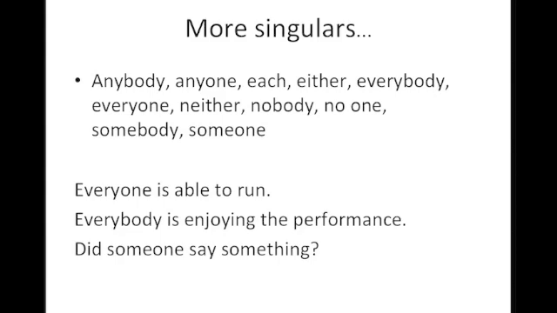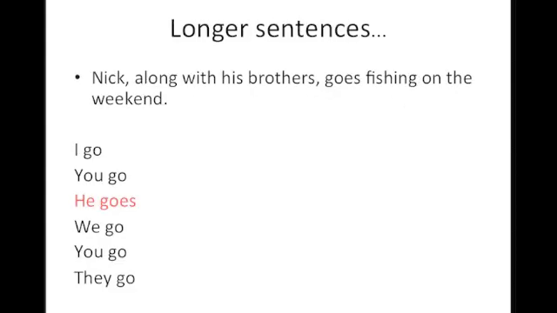Okay, a few more that might be a little bit confusing. So words like anybody, anyone, each, either, everybody, everyone, neither, nobody, no one, somebody, and someone, for example, need singular verbs because they group lots of things together to create one singular. For example, everyone is able to run. Everybody is enjoying the performance, using singular verbs there. And did someone say something? So that's something to remember.